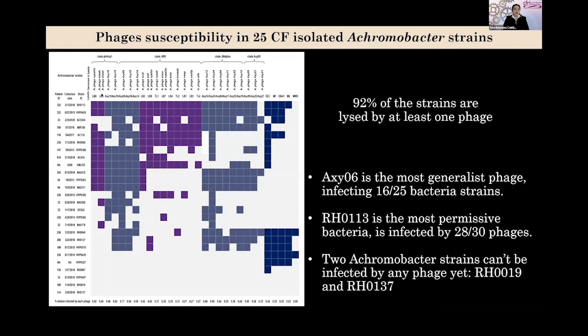So we tested the infectivity of our phages and the Côte d'Ivoire phages, which are the ones that were sent to us from France, against 25 Achromobacter strains from the San Diego CF clinic. And with this big collection, we get around 92% of the strains lysed by at least one of these phages.